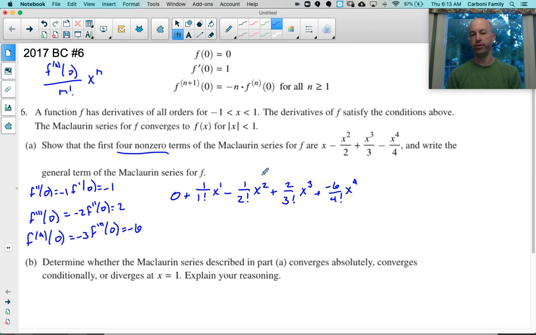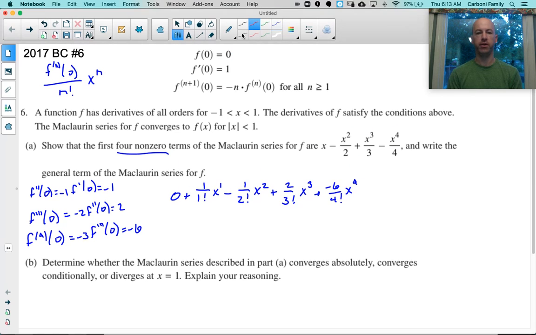I now am going to reduce these to show that these 4 terms right here do actually reduce to those 4. And so 1 over 1 is obviously 1. 1 over 2 factorial is 1/2, so that's x squared over 2. 2 over, let's see, 3 factorial is 6, so 2 over 6 is 1/3. And then -6 over 4 factorial. 4 factorial is 24, so -6 over 24 would be 1/4. And so I have now shown that those are indeed the first 4 non-zero terms.